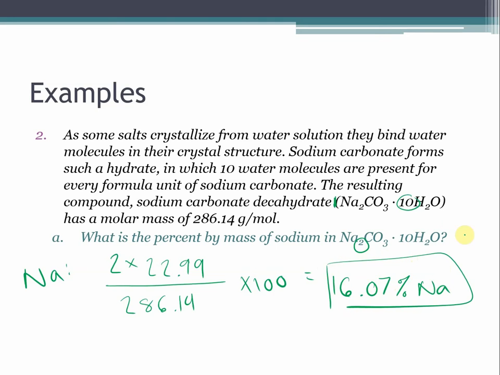So if we had 100 grams of this compound, 16 of them would be sodium. It is 16.07% by mass made of sodium.